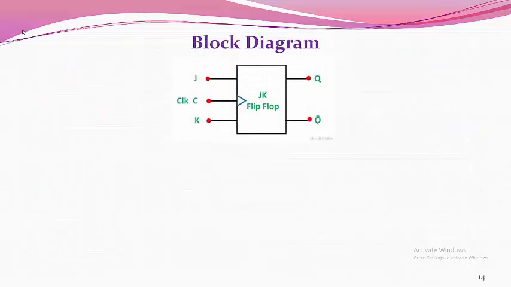Now we will see the block diagram of the JK flip-flop. This is the input side, this is the output side. The JK flip-flop has two inputs, J and K, with a clock signal to make the flip-flop respond. This flip-flop has Q and Q bar as outputs, which are in complementary format.